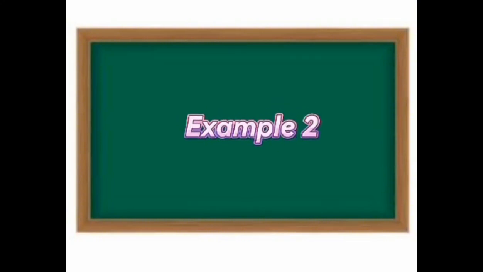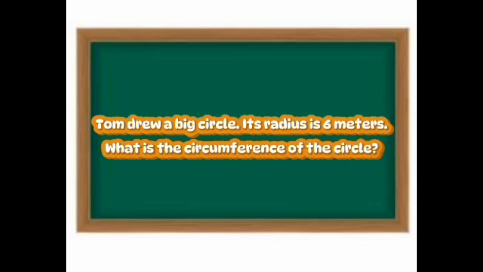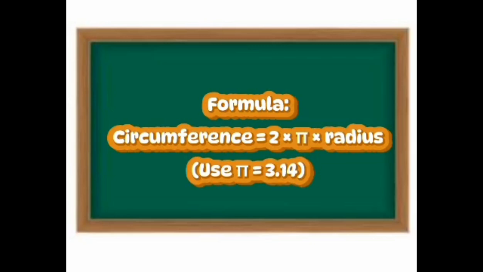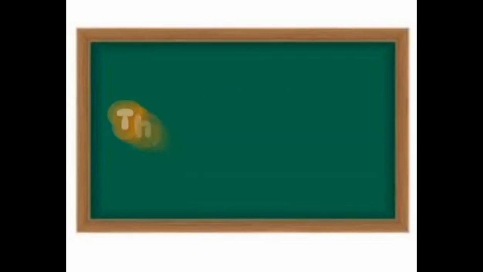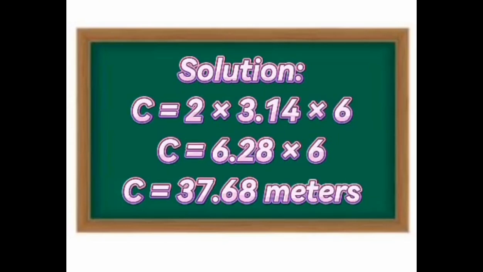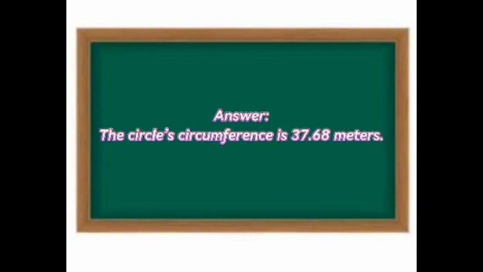Now, I will give you another example. Tom drew a big circle. Its radius is 6 centimeters. What is the circumference of the circle? Again, we're going to use the formula circumference equals 2 times pi times radius, where pi is equivalent to 3.14 and the radius is 6 centimeters. The solution is circumference equals 2 times 3.14 times 6. First, we multiply 2 and pi: 2 times 3.14 equals 6.28. The next step is 6.28 times 6. So the answer is 37.68 meters.